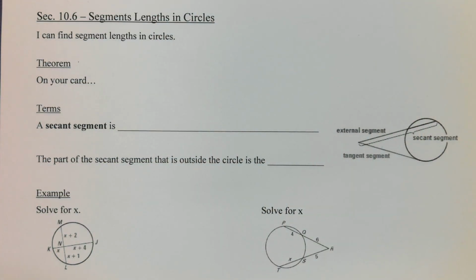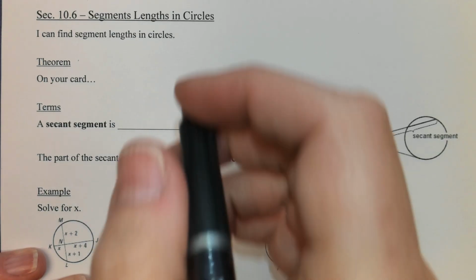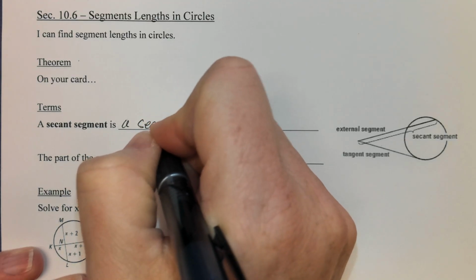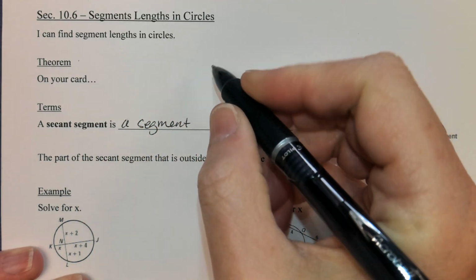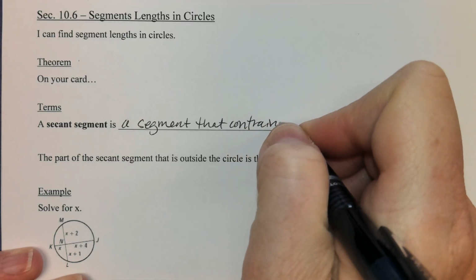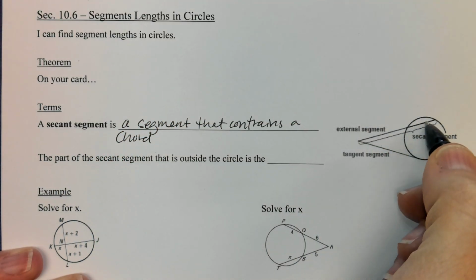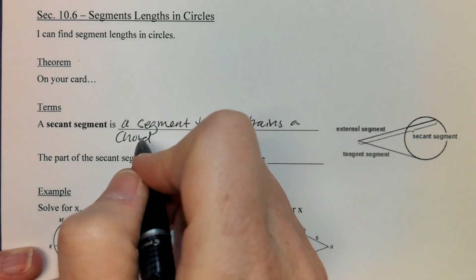Let's do a couple problems here. Two vocab words. How about that first? So a secant segment is just a segment that contains a chord, and we've already done this word. So a chord is made up of it. So there's the secant part, and then there's an external part.